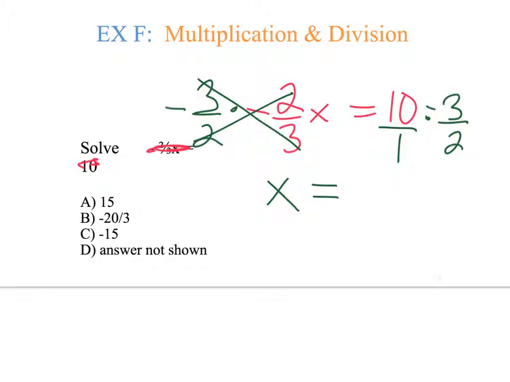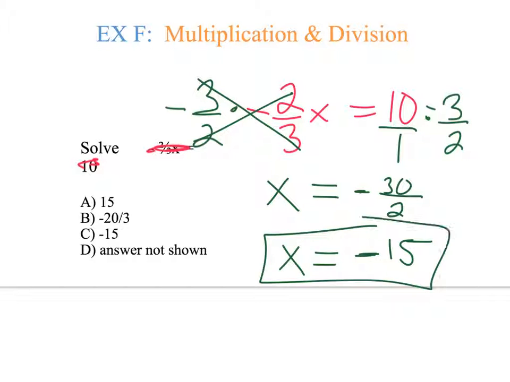So let's put the 10/1 and let's go straight across the top, straight across the bottom. And again, 30 divided by 2 will give us a 15. And since there was one negative, my answer is negative. So it didn't matter if we wanted to have that negative on the top, on the bottom, or out in front. We would get the same answer.